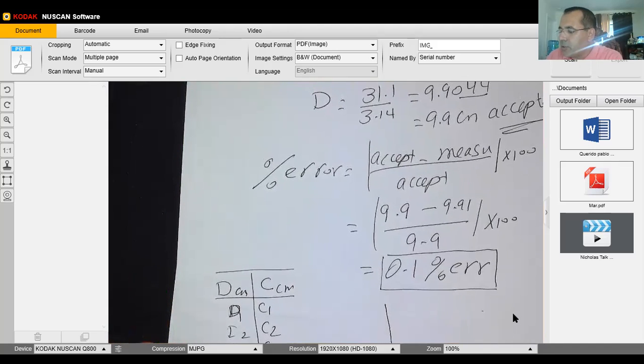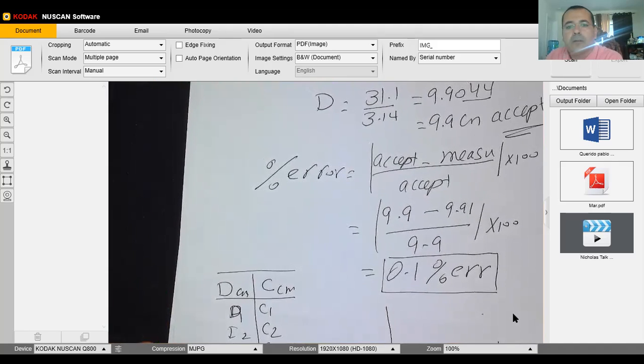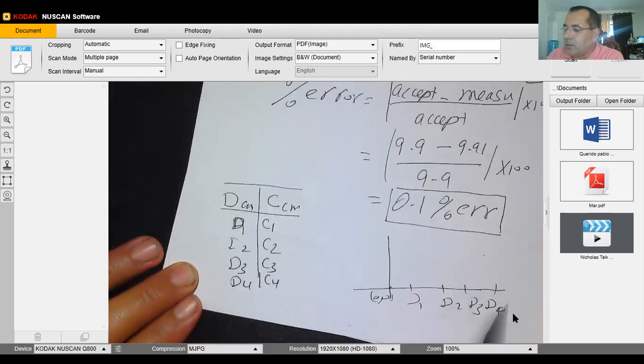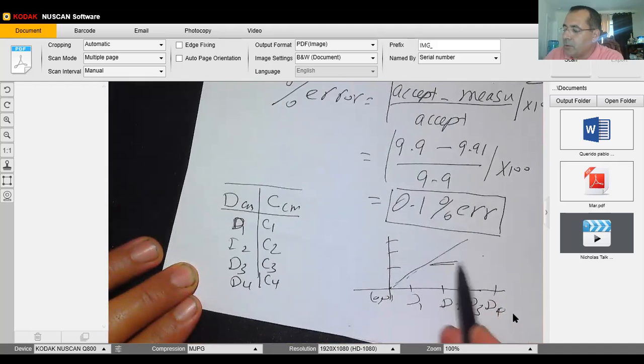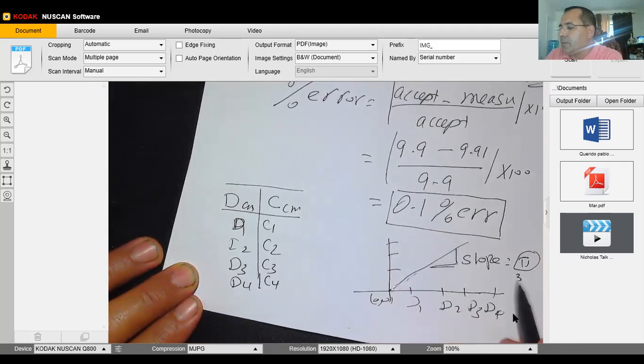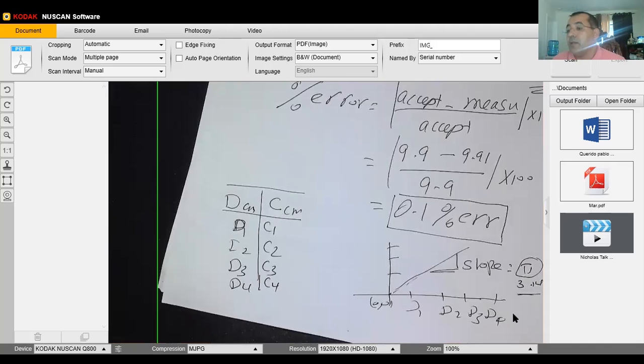Then you will go to an Excel sheet and plot 0, 0 anyway, then D1, D2, D3, D4, and C1, C2, C3, and you will get a slope. The slope of this line will be equal to pi. You're supposed to get 3.14 as your slope, but if you get closer to 3.14, that's fine. This is one type of lab, by the way.